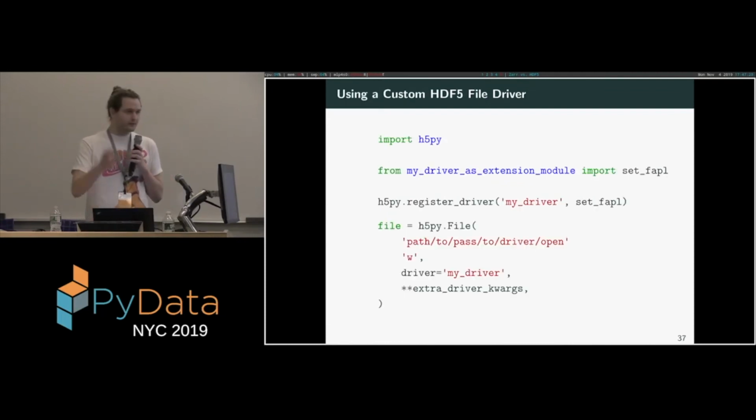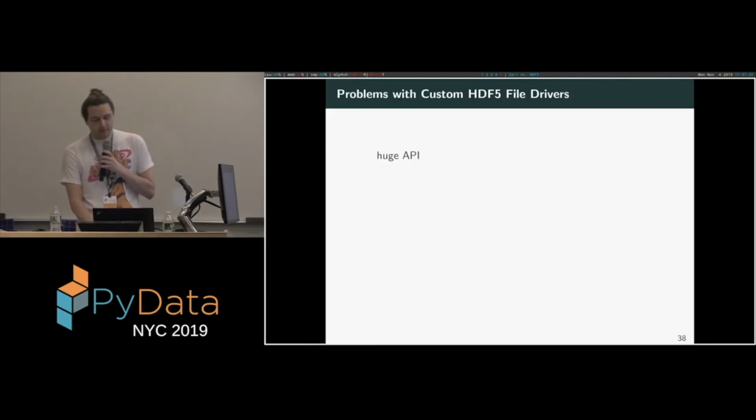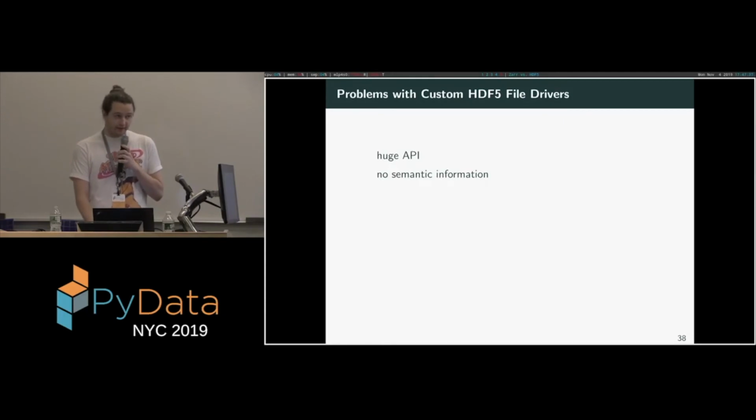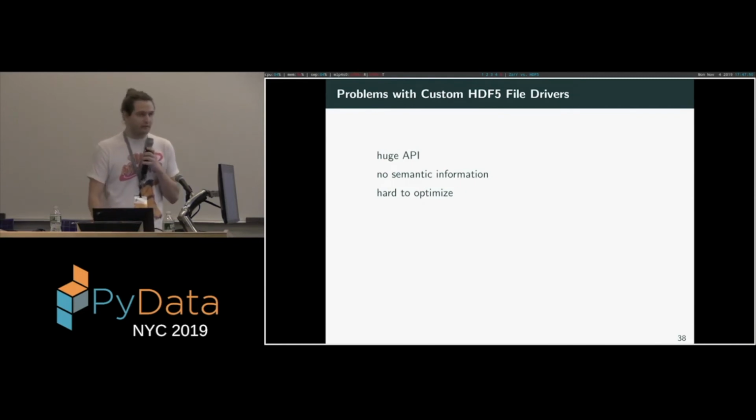So pretty reasonable support. Some problems with this: it's a huge API. Like I said, you have to implement all these functions. There's no semantic information about what's being stored. It's really hard to optimize because of that. So let's say you wanted to break up data on disk based on which dataset it was in, and maybe cache based on the chunks. You don't know what you're reading or writing, so you can't make any optimizations around the data.